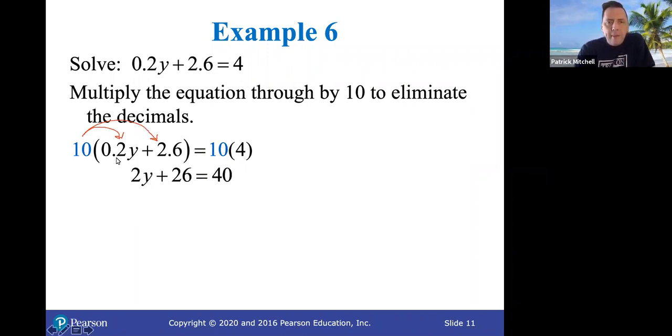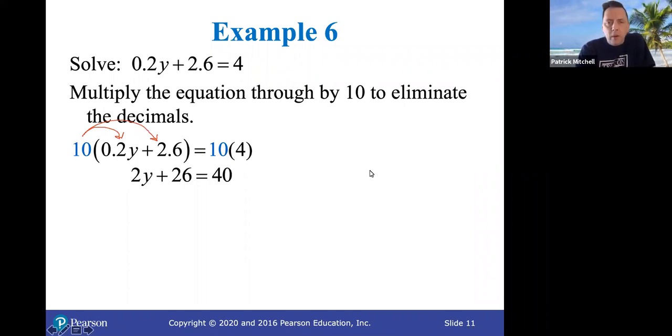All right. So 10 times 2/10 is 2. Remember, just move the decimal over by 1. 10 times 2 6/10 is 26. And then 10 times 4 is 40. So this looks like the kind of equation we had back in chapter 3. That's why some people like this. It makes it look a little prettier.